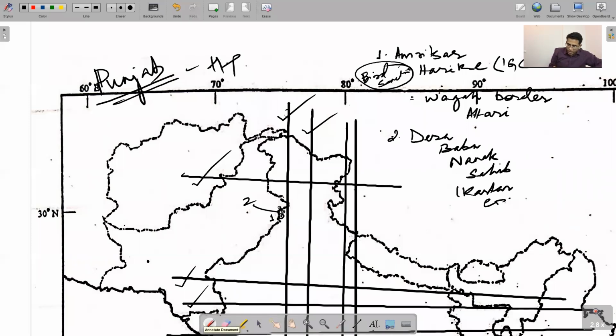Let's move on now. Now, just where this bend ends, somewhere here, somewhere below here, this is Ferozpur. And this you can write as 3. And Ferozpur is more important as the birthplace of Shahid Bhagat Singh. And Ferozpur is also the same as Hussaini Wala border.